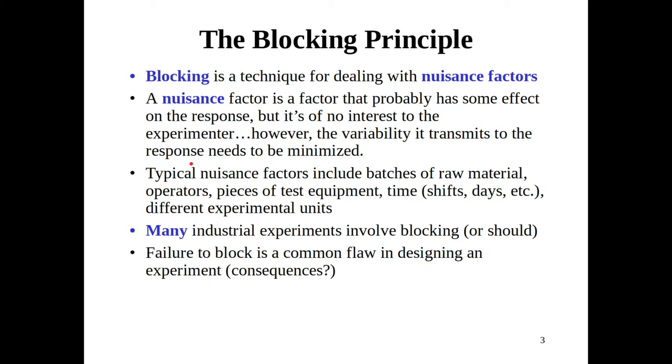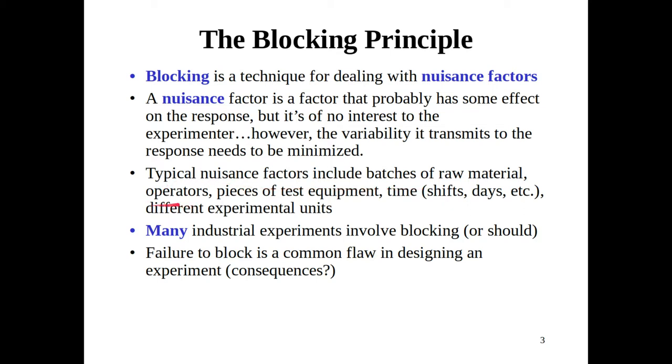Some examples of nuisance factors are batches of raw material. Suppose you are working on an experiment in the chemical industry, and different batches of raw material can cause variability in the chemical process. Even though we are not interested in studying the different batches, we need to be aware of the variability effect that different batches of raw material bring into the process.